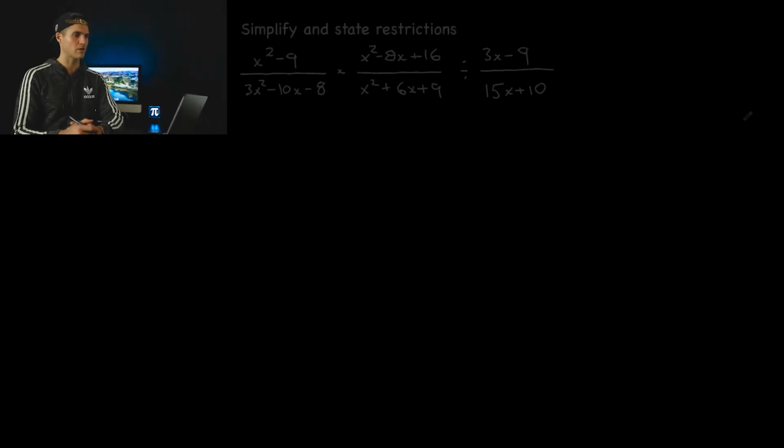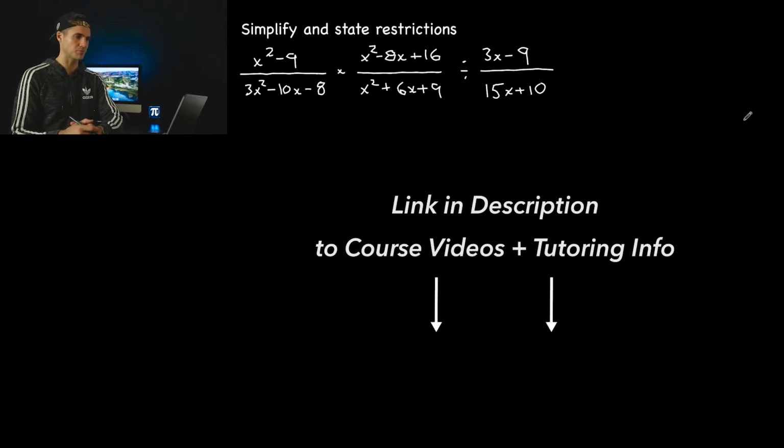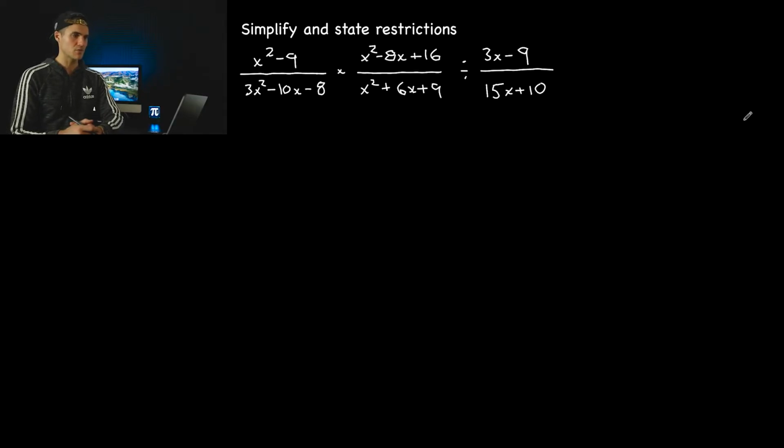Patrick here. Moving on to the next example. Here we are given a bunch of rational expressions that are multiplying and dividing. We have to simplify them and state the restrictions. So first thing you want to do here is factor everything in all the numerators and denominators.